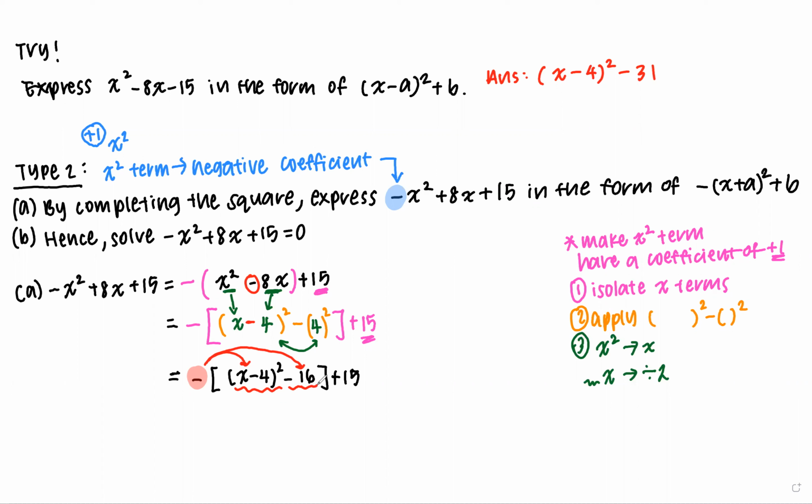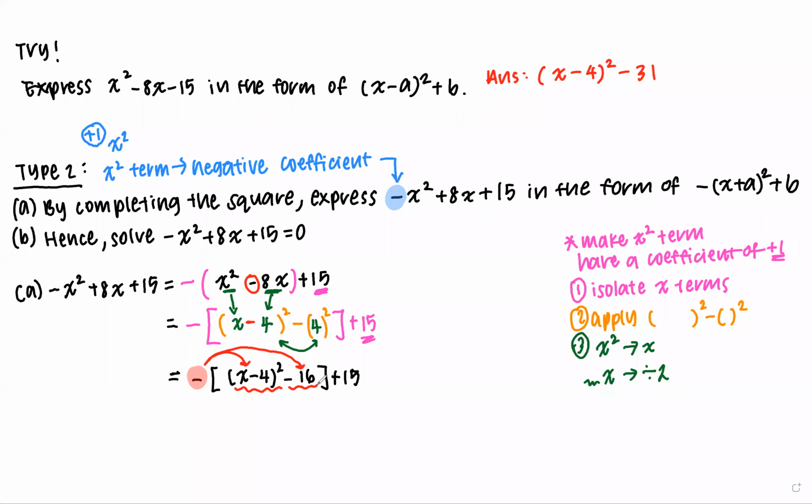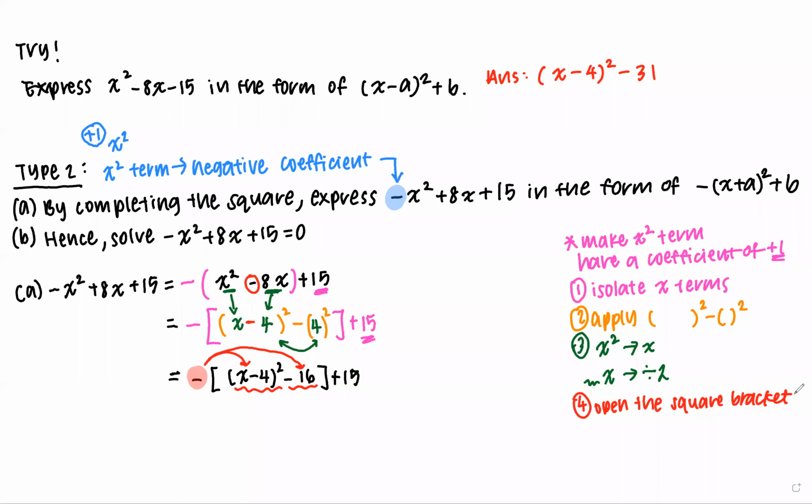Okay, I give you guys some time to copy because it's too many colors, color coding already. And I forget to put this one is step 4, the one in red. Open up the square bracket. All right, so I hope that you have written the one in red, you highlight it, the negative, and draw the arrow in one term and one term. So how are we going to open it up? It will just be like this, negative x minus 4 square.